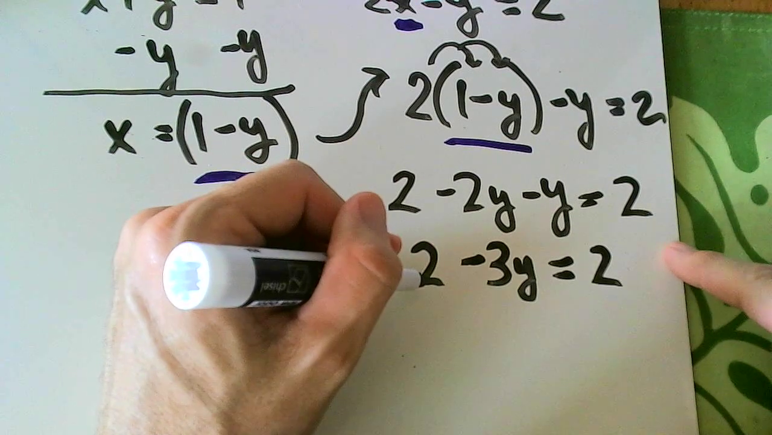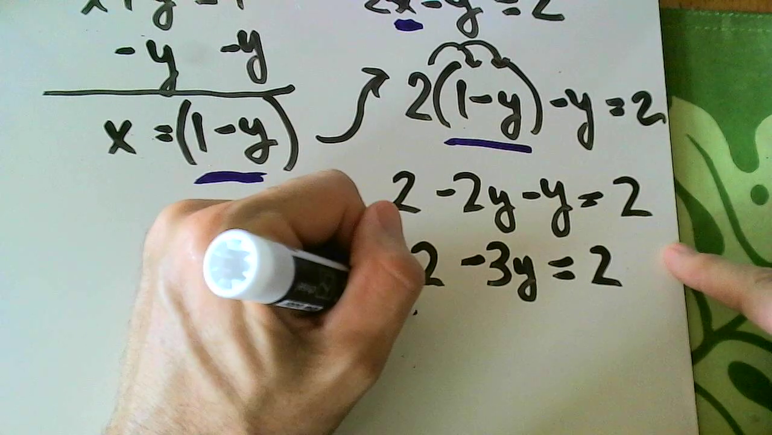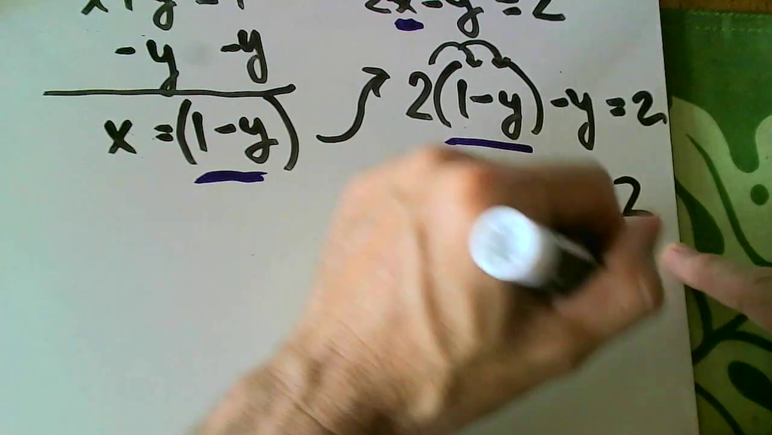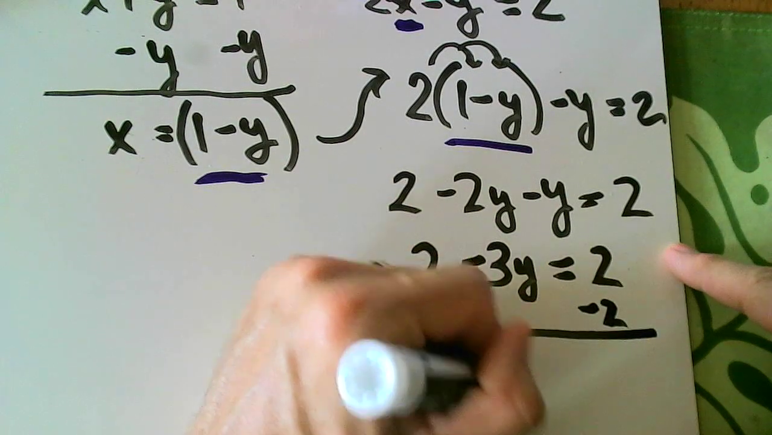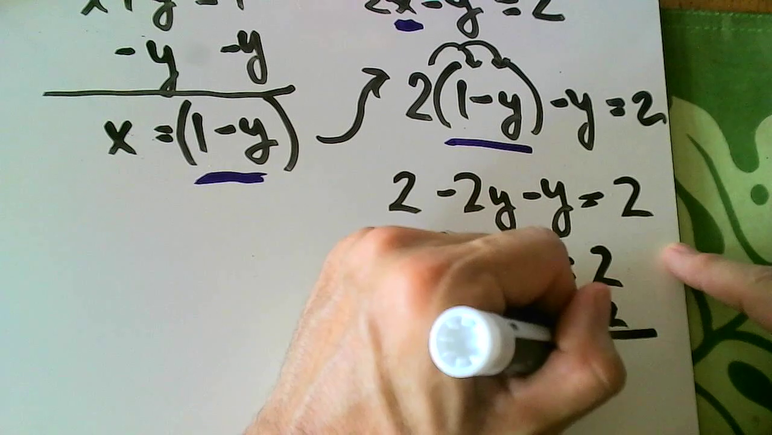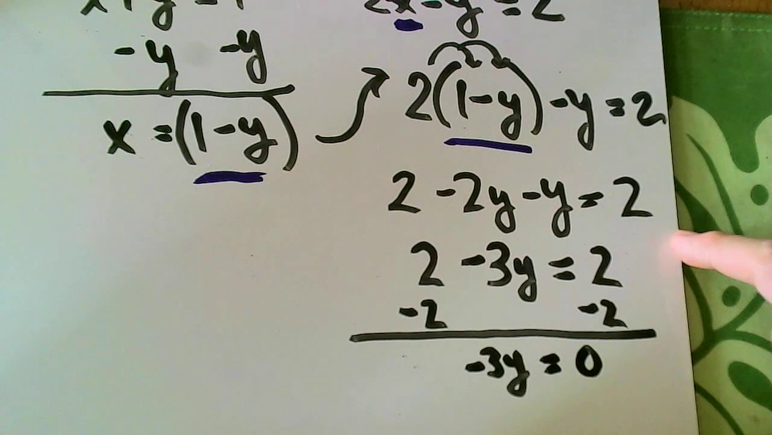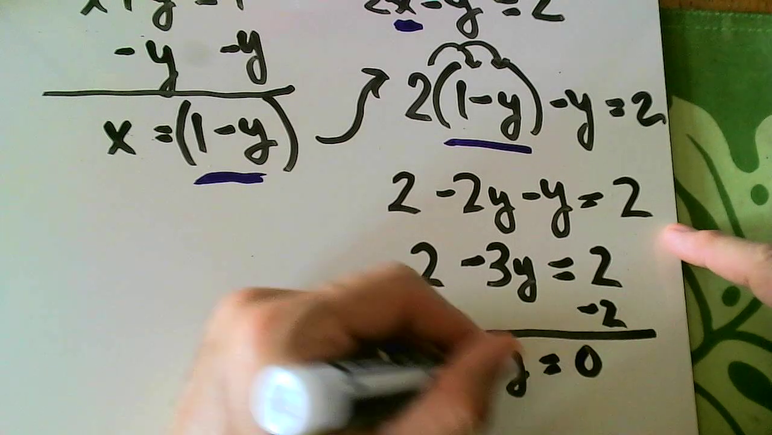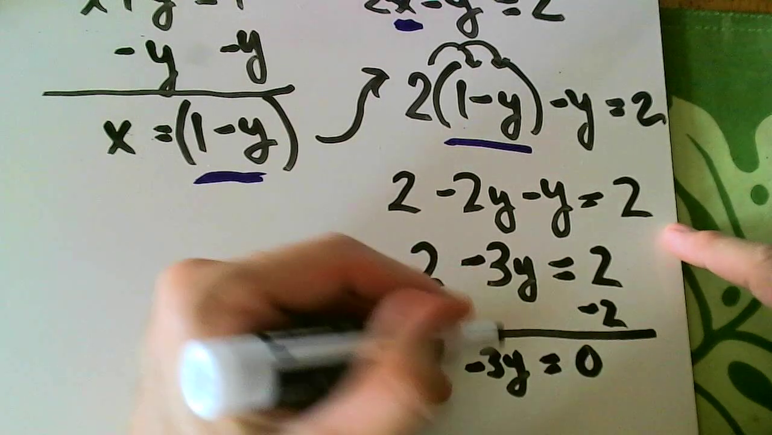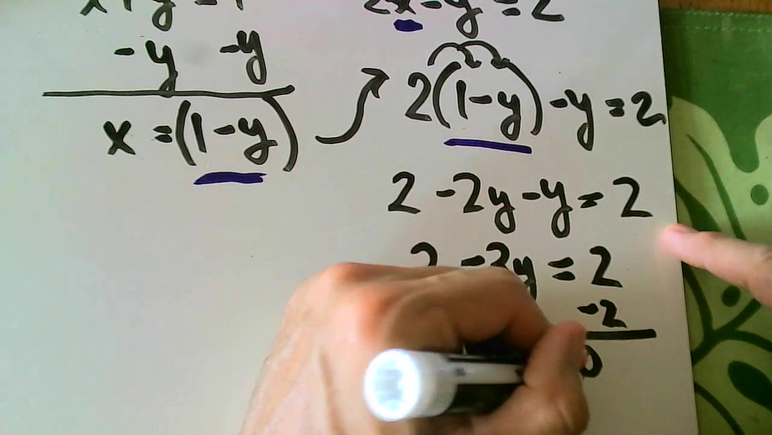Now we are going to subtract 2 from both sides. Remember, whatever we do to one side, we do to the other. We get negative 3y equals 2 minus 2, which is 0. Uh-oh. That's okay, though. So we still have a problem here, because we have negative 3y equals 0. So I'm going to divide both sides by negative 3.